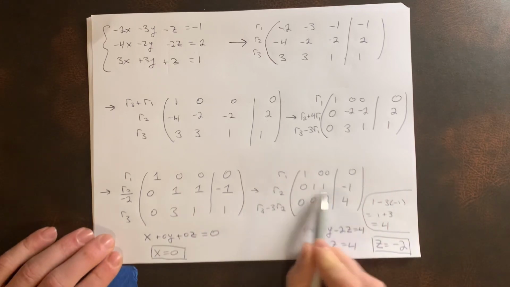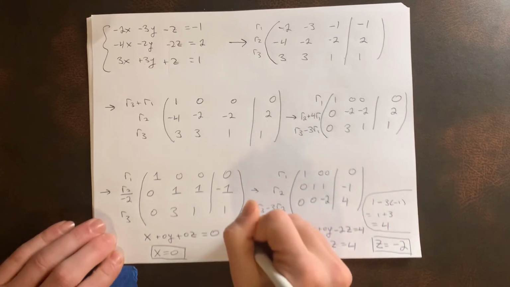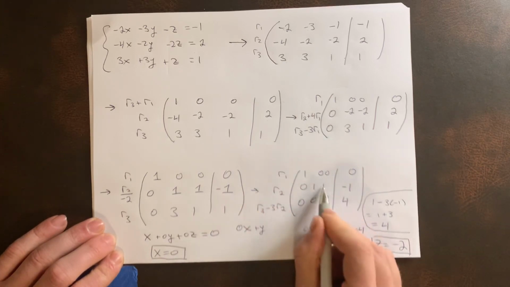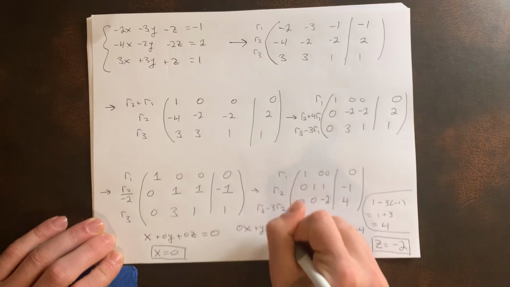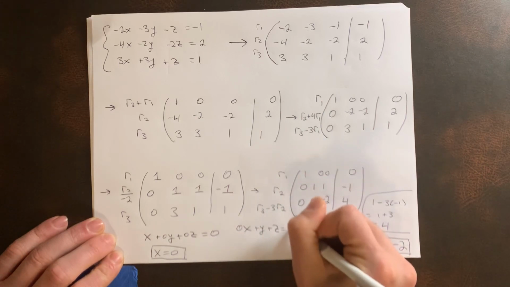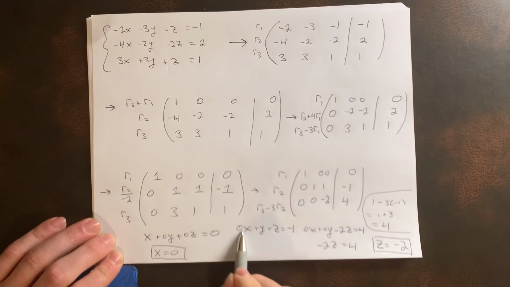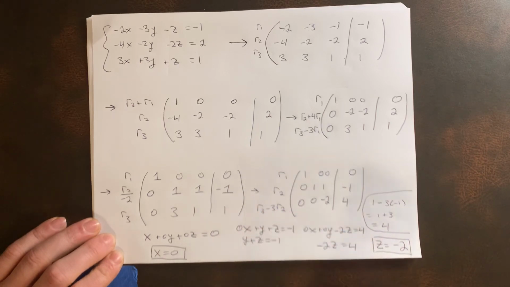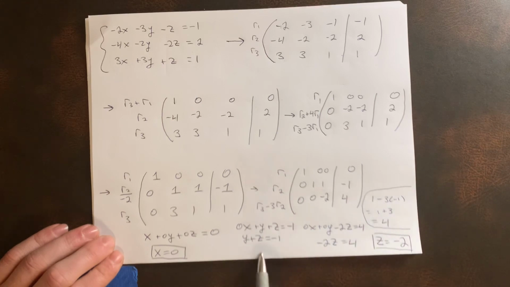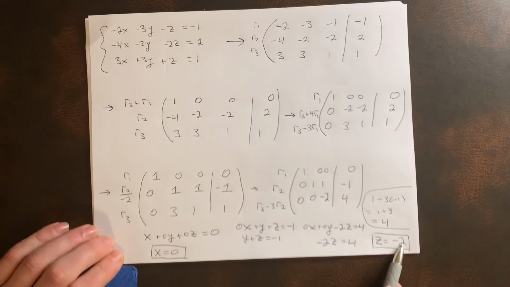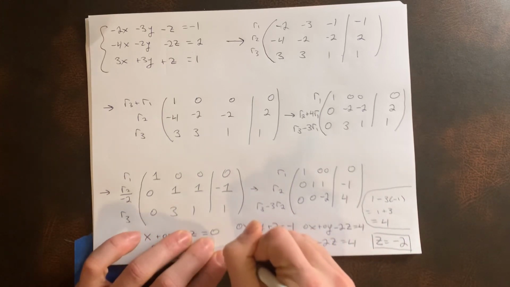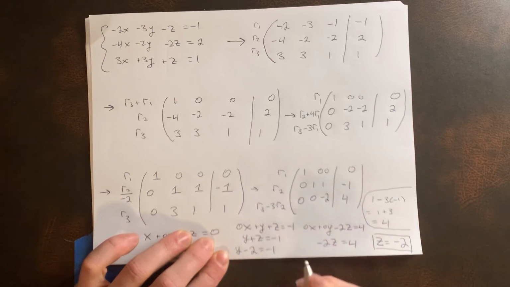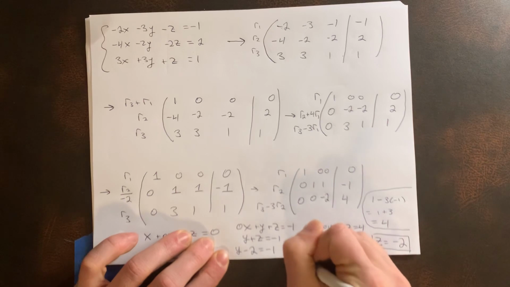Now what this second row is saying is we're going to have 0x plus 1y plus z is equal to minus 1. Okay, so then that 0x just goes away. So what we have is y plus z is equal to minus 1. But we know z, we found that a second ago, z was minus 2. So we're going to get y minus 2 is equal to minus 1. And if we add this 2 over, we're going to get y is equal to positive 1.